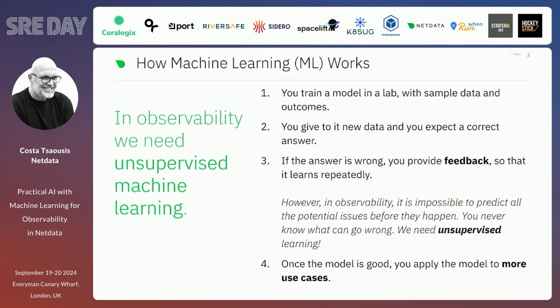So the typical process is that you go in a lab, you put some data into a machine learning model, train it, and predict some outcomes. If something is wrong, you train it again. You give it new data, it makes it wrong, you train it again, and this is a loop. The main problem here is feedback. Machine learning expects you to give it feedback that this is good and this is bad, that this issue should be detected. The problem with observability is that you never know what can go wrong. Unless you see it, you never know. So the first thing is that we need unsupervised machine learning in observability.